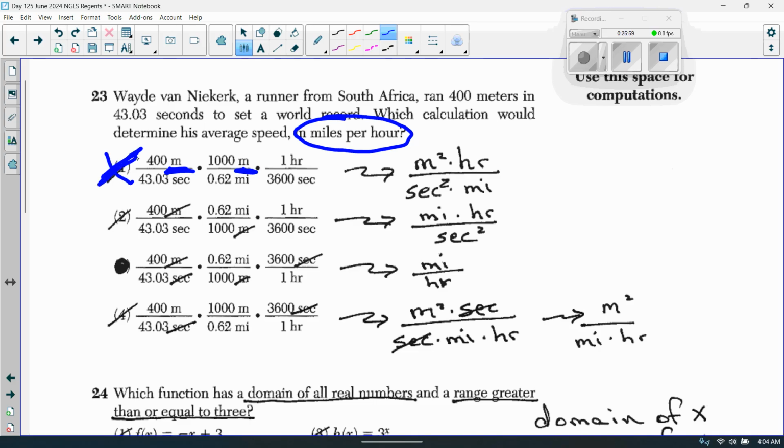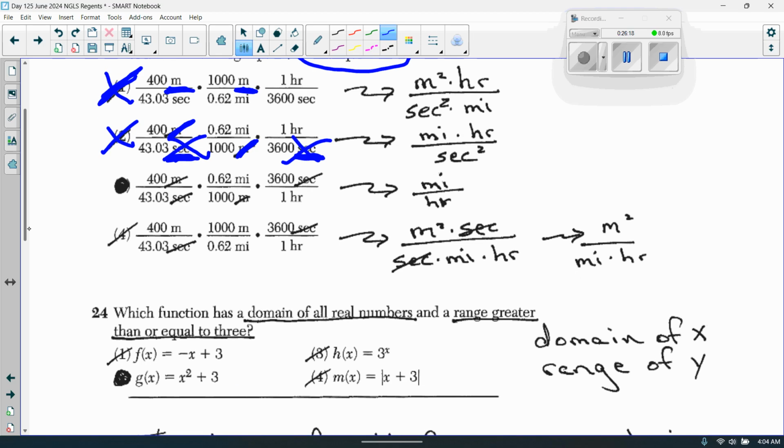So let's look at number 2. Meters on top, meters on the bottom. So far, so good. But I got seconds on the bottom and seconds on the bottom. That's no good. You can't have 2 seconds on the bottom. So that can't be it. So choice 3 is going to be the answer.